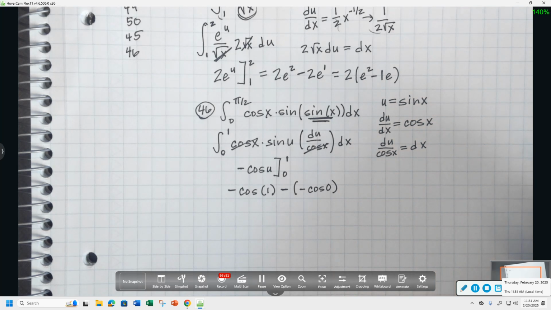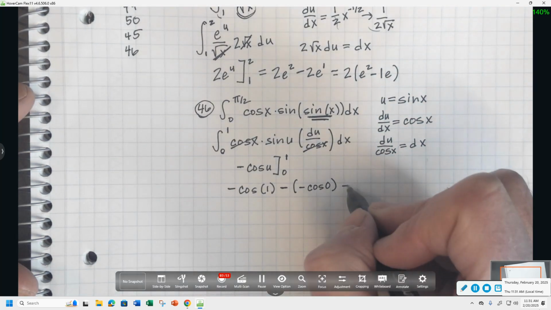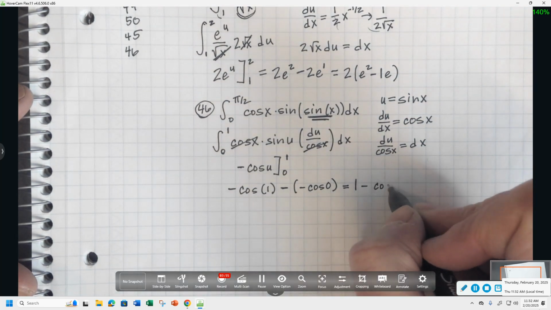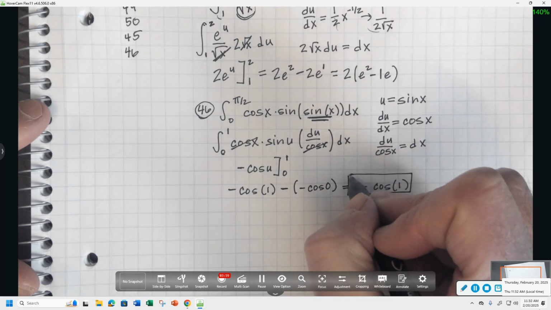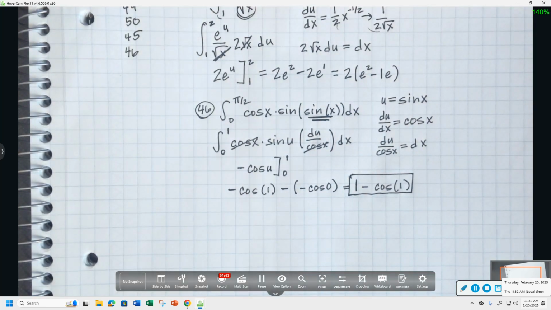Cosine of 0 is 1. So we're looking at 1 minus the cosine of 1. Do you know what the cosine of 1 is? I don't know what the cosine of 1 is. I have no idea. I don't care. I'm just going to leave it as cosine of 1. It's not inverse cosine. It's just regular old cosine of 1 radian. Don't know what that is. Okay. Other problems, 46?